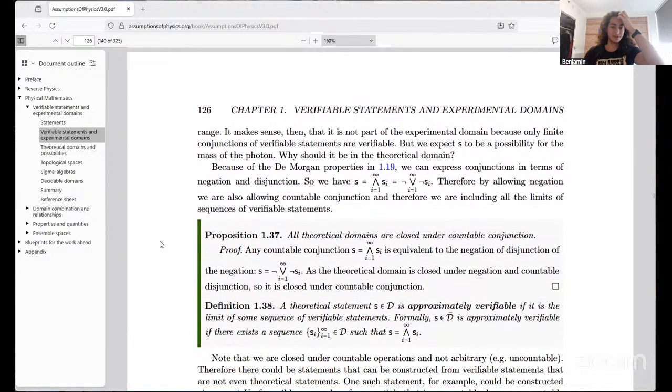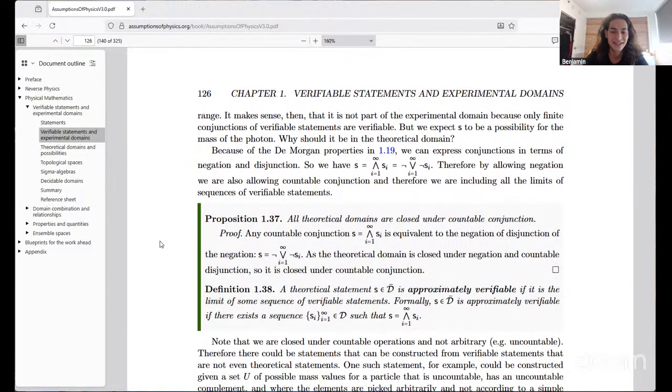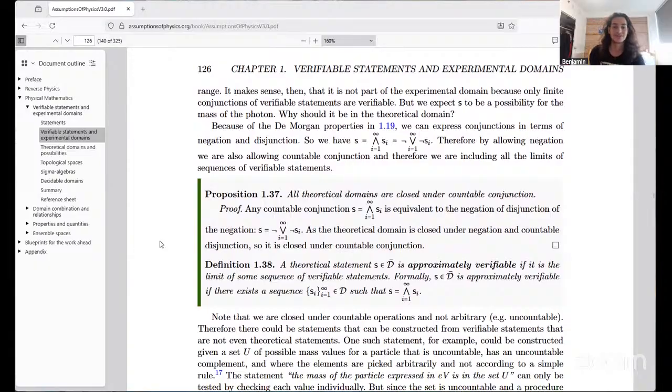Because of the De Morgan properties in 1.19, we can express conjunctions in terms of negation and disjunction. So we have that S equals the conjunction of all the Si, which is equal to the negation of the disjunction of the negation of all the Si. Therefore, by allowing negation, we also allow for countable conjunction, and therefore we include all the limits of the sequences of verifiable statements. This is stated in proposition 1.37.